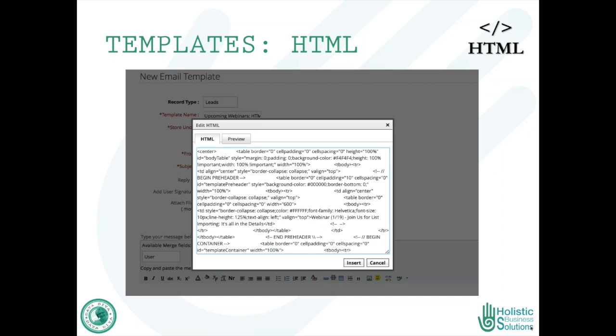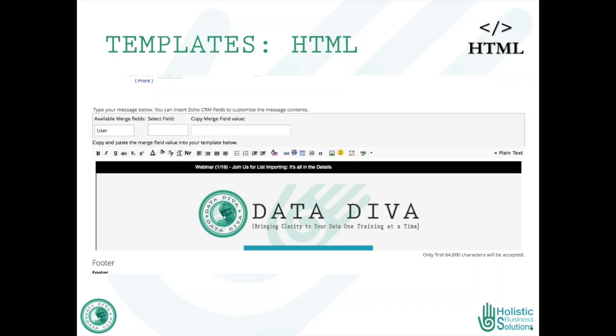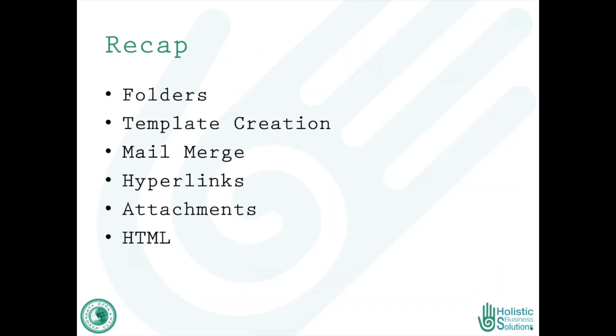In the HTML editor, add your HTML code here. You can preview your email right from within the editor. When you feel it's good, click Insert and add it to your template. Once inserted, save your email template and you're all ready to go.